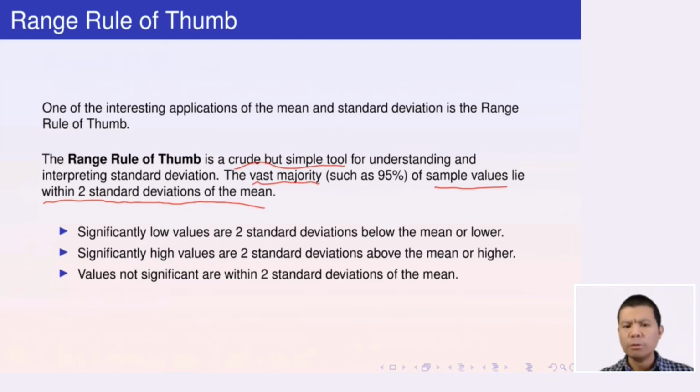So what do we mean by two standard deviations of the mean? That is in the interval, right? Two standard deviations below, to two standard deviations above the mean. So we say the vast majority will lie within this range. This range rule of thumb has many interesting applications, especially in the production line, so in quality control. Let me just give you a simple example on this.